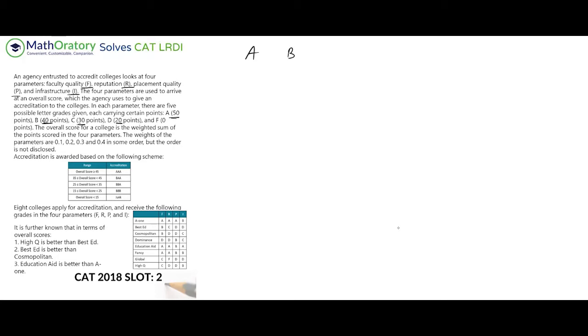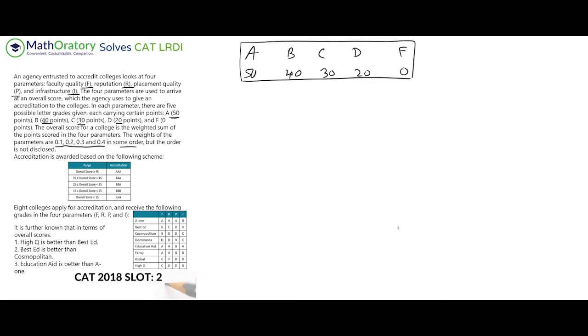So we have A, B, C, D, and F. Sorry, 50 points. It starts with 50 points, 40 points, 30 here, 20 here, and 0 here. So this is the grading that is available. Depending on the weights that we have, the net accreditation is obtained. The weights given are 0.1, 0.2, 0.3, and 0.4 in some order. So this is the allocation.